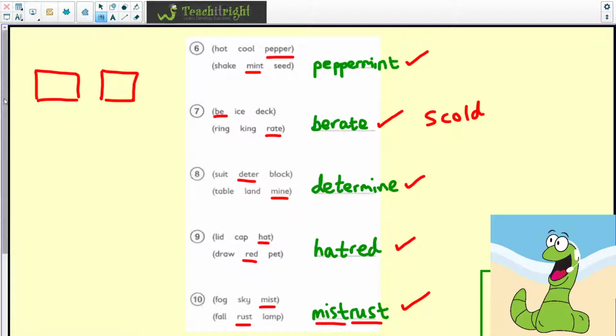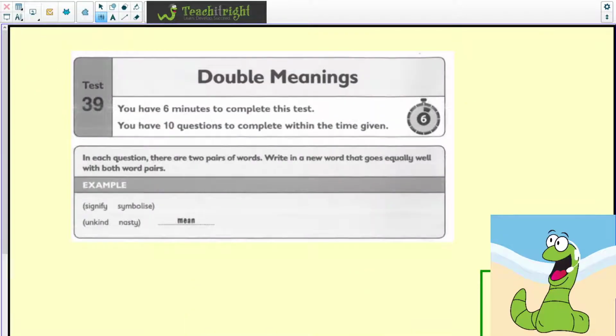And then, for example, if I was to put B on this one and then rate here, you can make lots of these and then muddle them up, turn them over, and then just play a little matching game, see who gets the most. That can be really good fun. Okay, let's move on to double meanings.